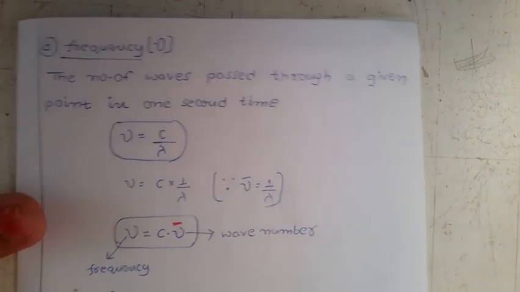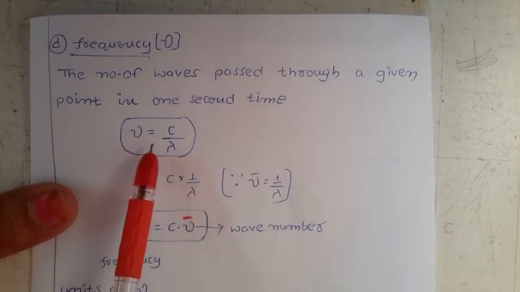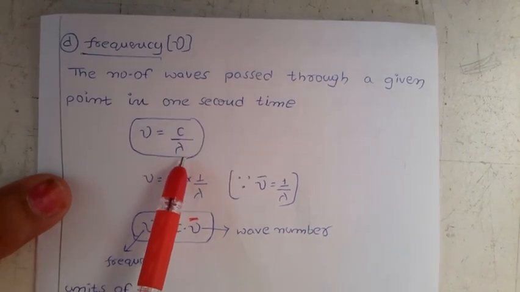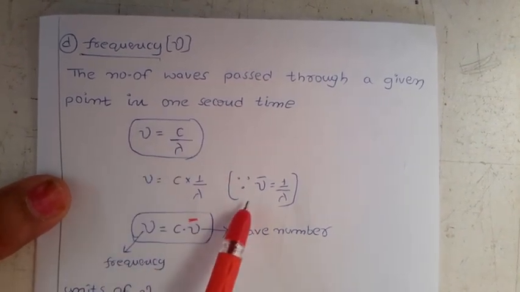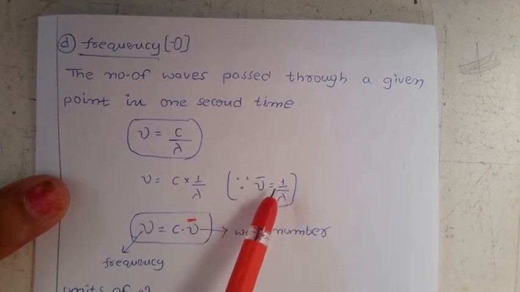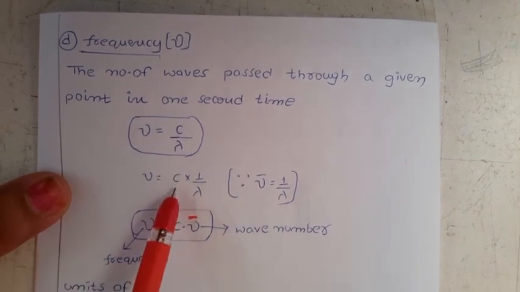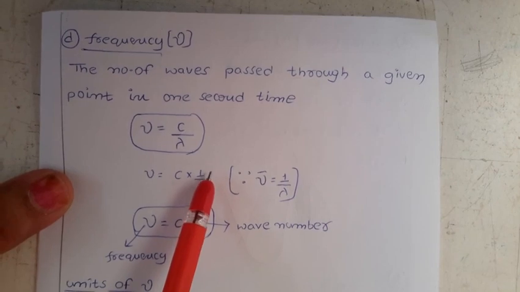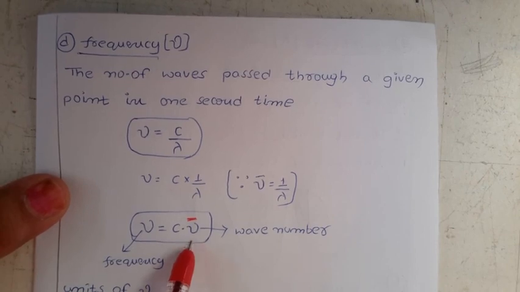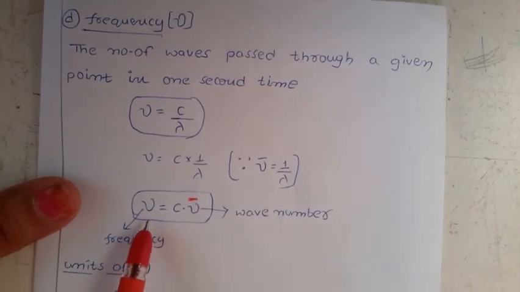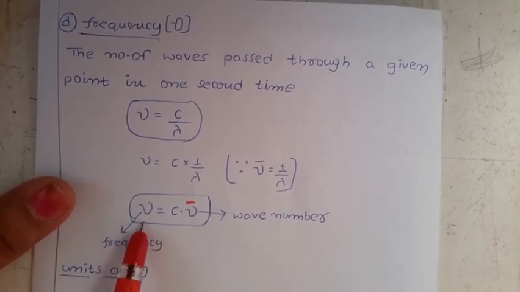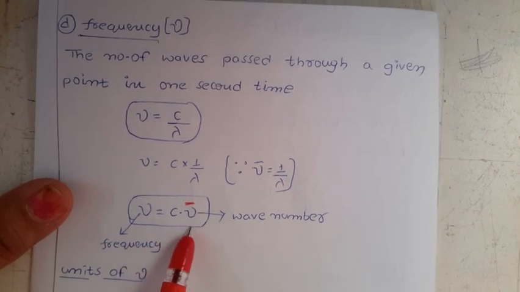Now, what is the relation here? We have frequency mu equal to C by lambda. Here C means the velocity of light, and lambda is the wavelength. Just now we came across mu bar equal to wave number, equal to 1 by lambda. If you write C into 1 by lambda, here instead of 1 by lambda, I write wave number mu bar. So we have one more relation between frequency and wave number: frequency mu equals C into wave number.